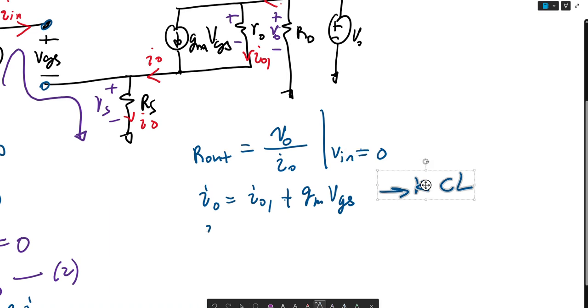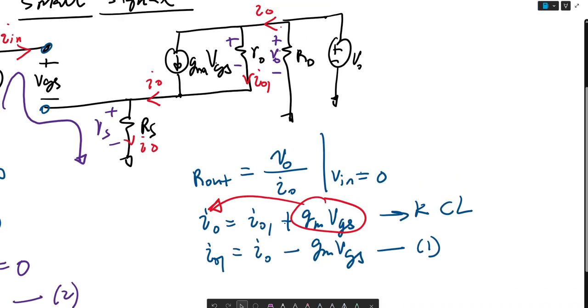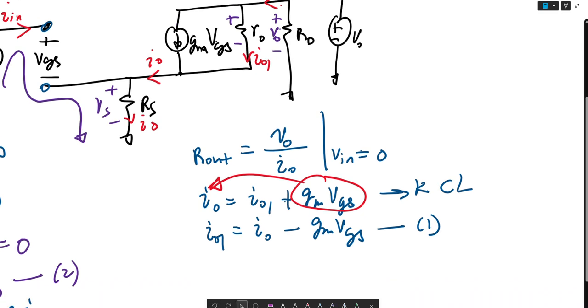Next, we can solve for IO1. IO1 is basically equal to IO minus gm VGS. What I did was I moved this to this side. And let's consider this our first equation. All right, so I hope that makes sense. Again, if it doesn't, this is IO coming here. So that IO must equal this IO1 plus gm VGS.